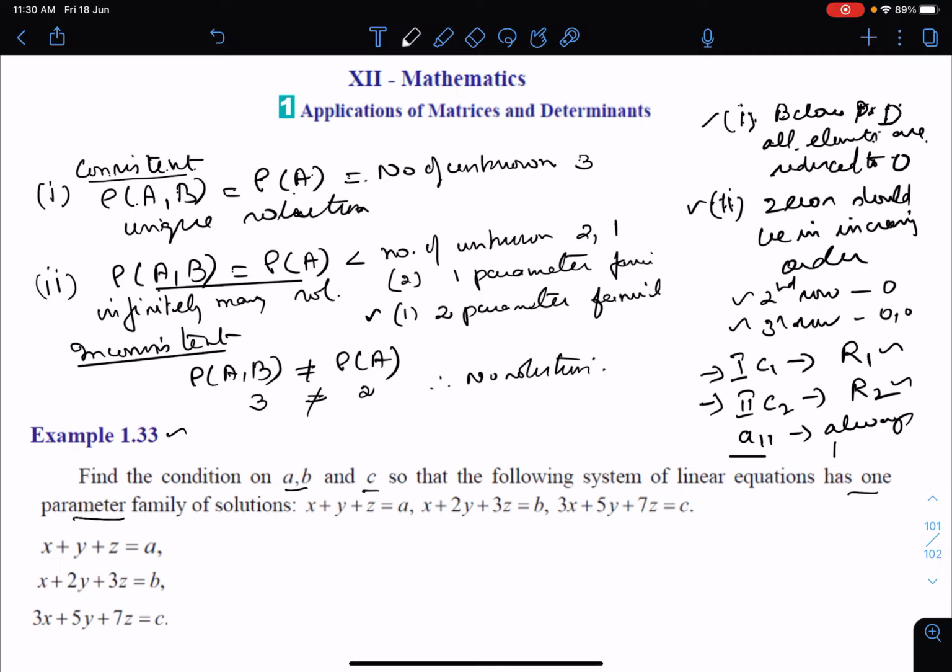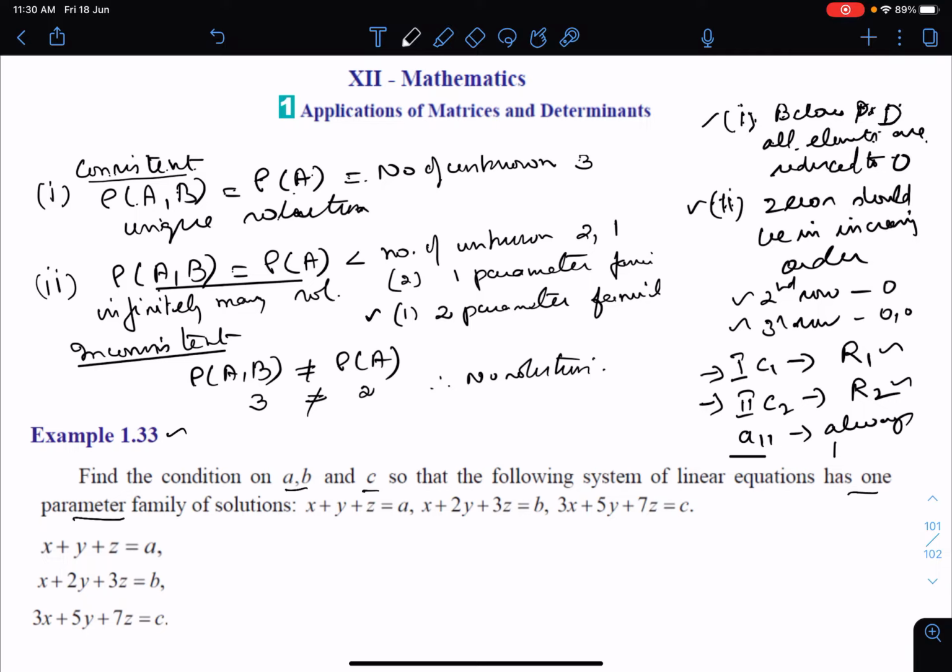Here in consistency I have given you the conditions. If rank of [A|B] equals rank of A equals the number of unknowns, after writing the augmented matrix and reducing to row echelon form, we find the rank of [A|B] and the rank of A. If they are equal to the number of unknowns, then it has a unique solution. When rank of A equals rank of [A|B] and it is less than the number of unknowns, less than 3 means you will get 2 or 1.